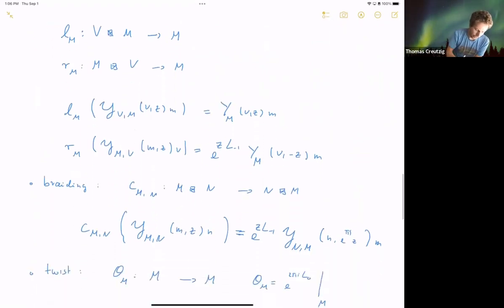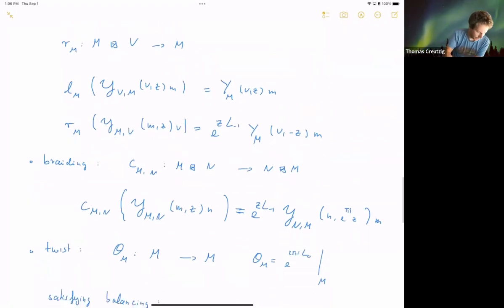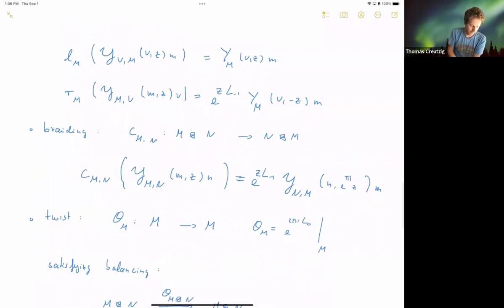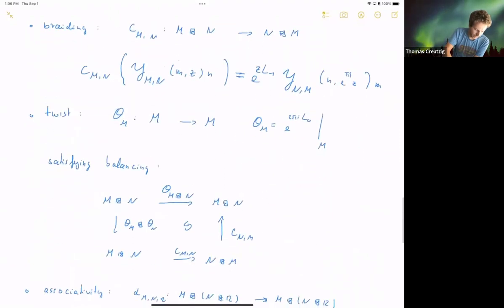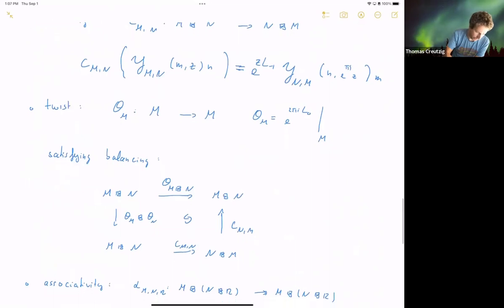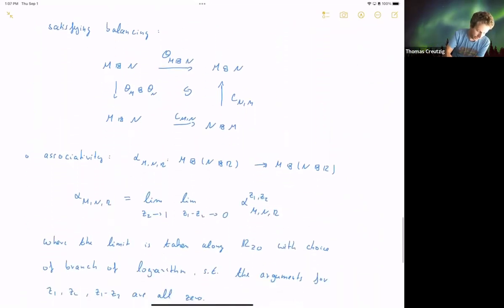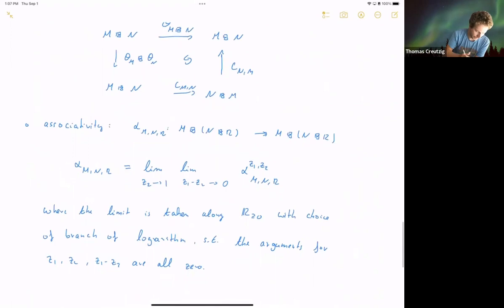There's an explicit formula for the braiding. It is the one I wrote down here. Even though the category needs not necessarily to be a ribbon category, there will always be a twist given just by exponentiating the Virasoro zero mode that has the nice property that it satisfies the usual balancing axiom in a ribbon category. And most importantly, it's a tensor category, so we have an associator, and that is just given by taking the associable limit of your insertion points.